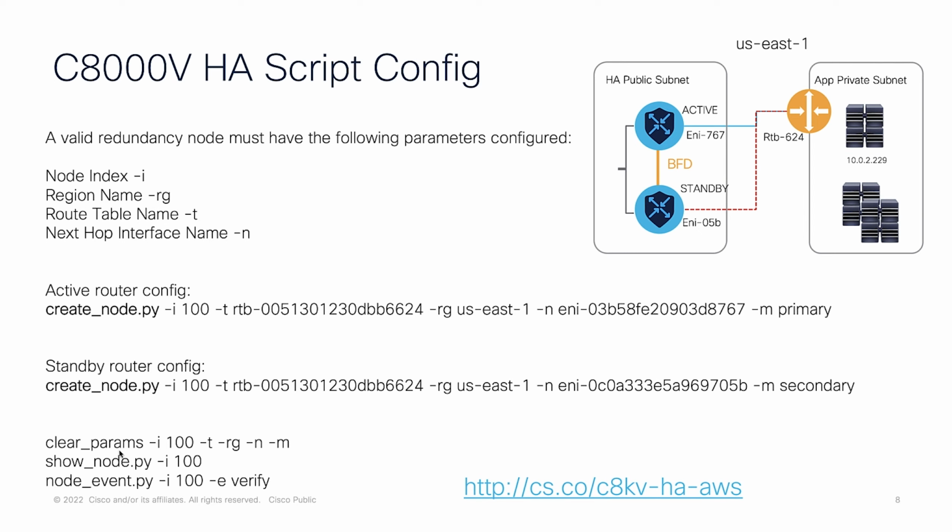Here we can use clear parameters to clear the configuration that we currently have attached. Here we're erasing the node index, the route table, the region, the interface card, and then the mode that it's in. And if we wanted to see what configuration we currently have on our script, we can just use show_node.py and give it the node index. And this last one here, node event, will generate a log and show you what would happen if the script executed, just to verify that it's what you want it to do.